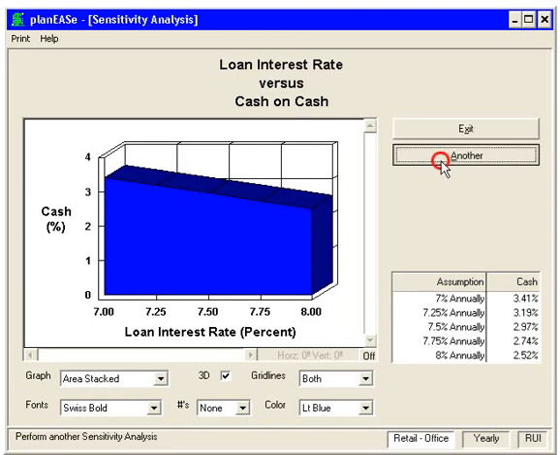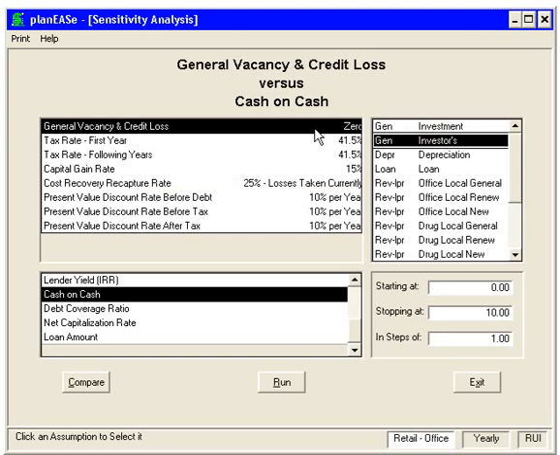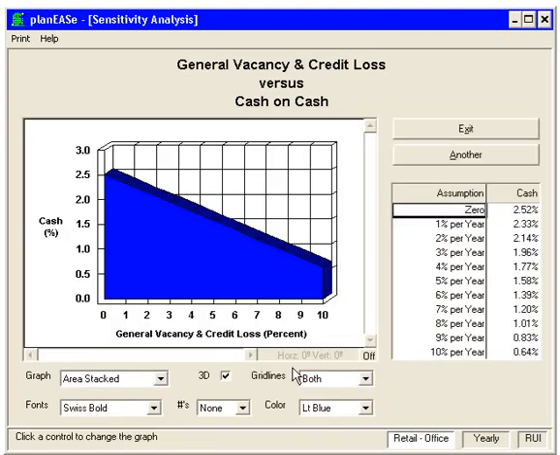If we click Another, now let's vary the vacancy and credit loss on the NOI and see how that affects the cash on cash. And here, we're not changing the debt service, but we are changing the NOI part of the net operating cash flow. You can see this is just a ratio, and we're just varying different parts of the ratio. Now let's click on Exit.